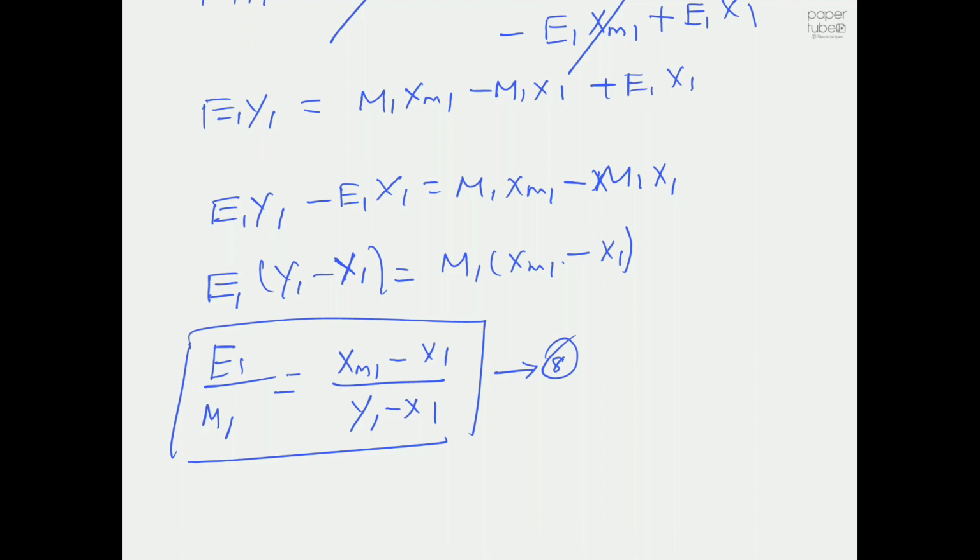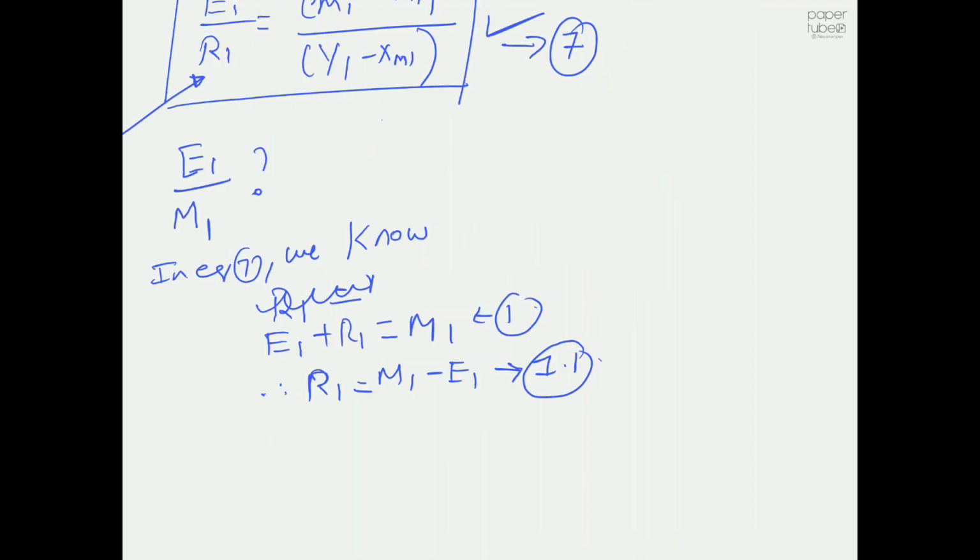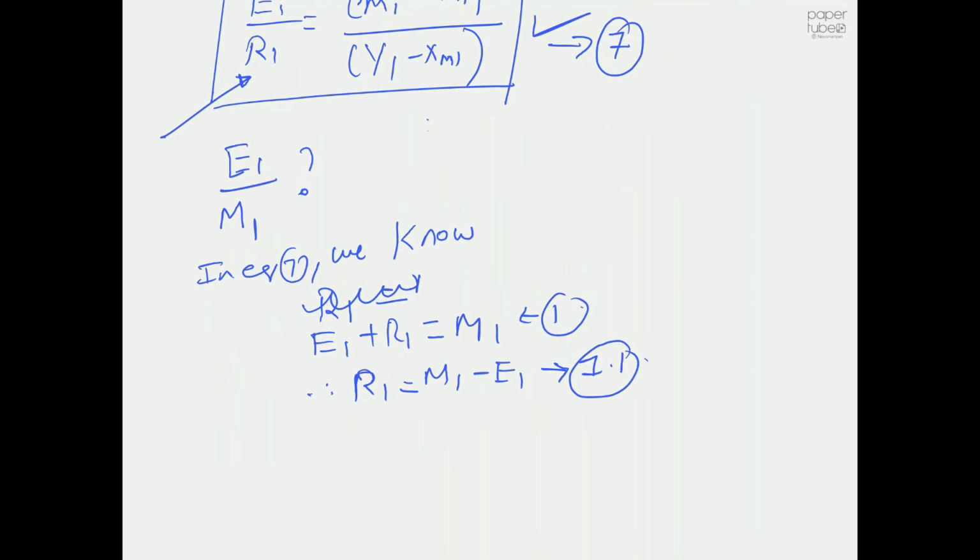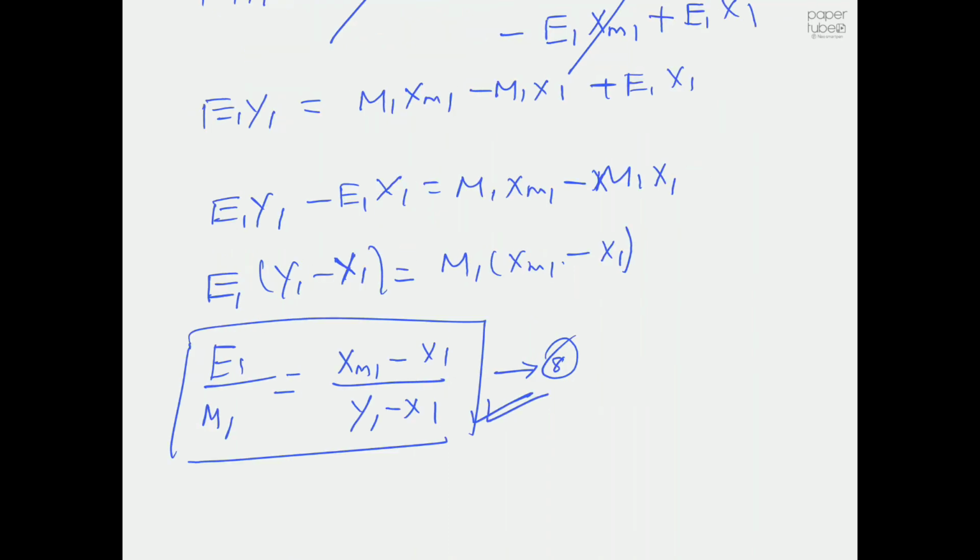So I think we got all the useful expressions out of those two basic expressions, which we call the mass balance equations. Yeah, so I think we did everything so far. We have derived whatever we need to derive. Especially these two equations, equation 7 and also equation 8.